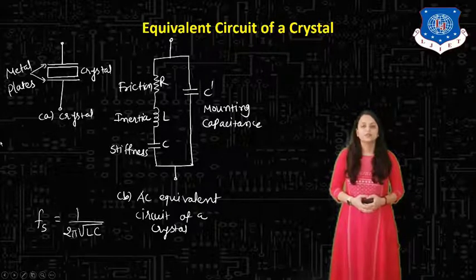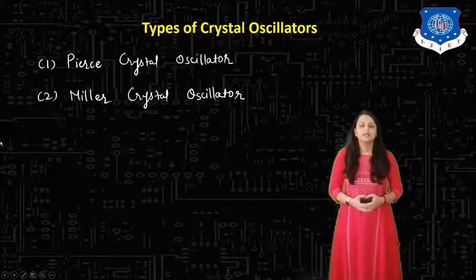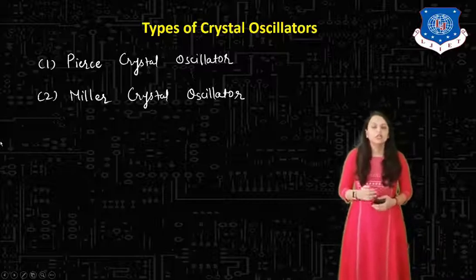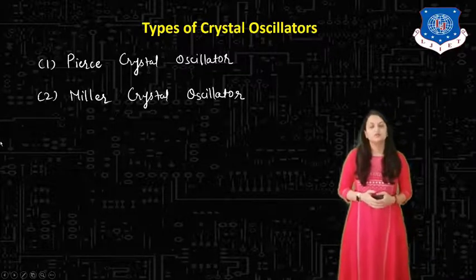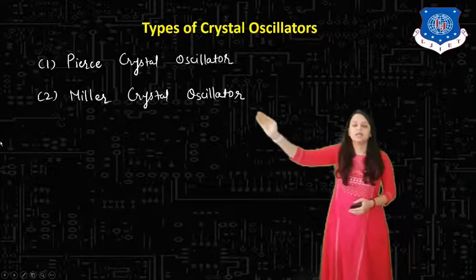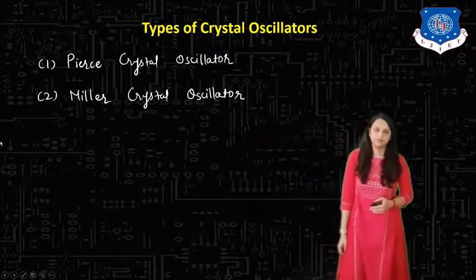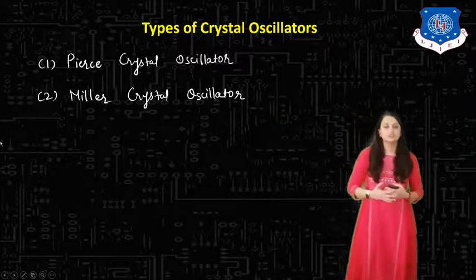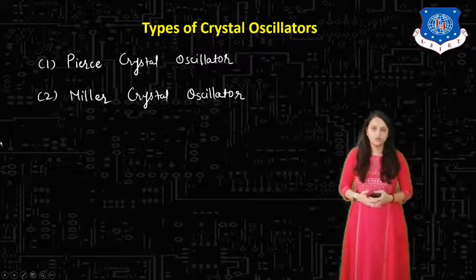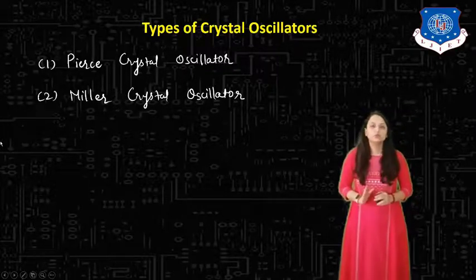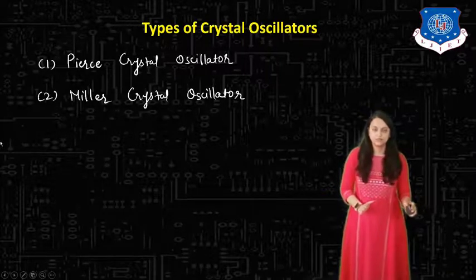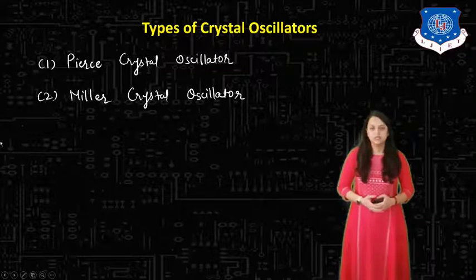Okay. Now let us see types of crystal oscillators. Basically there are two types of crystal oscillators. The first one is the Pierce crystal oscillator and the second one is the Miller crystal oscillator. We have modified Pierce crystal oscillators as well, but if we look at the general classification of crystal oscillators, we have two oscillators, Pierce crystal oscillator and Miller crystal oscillator. Okay, let us see them in detail.